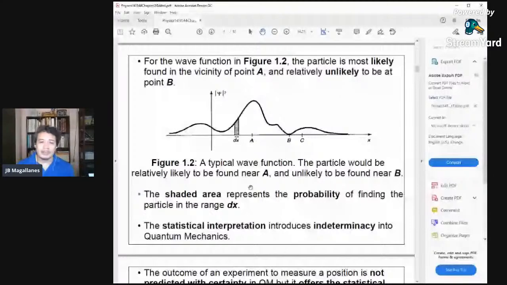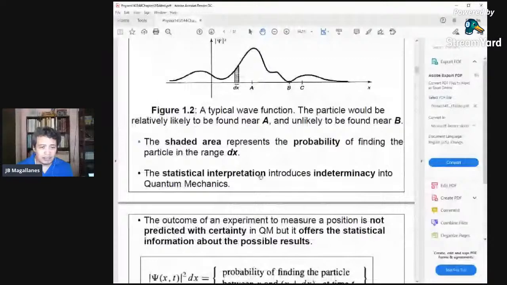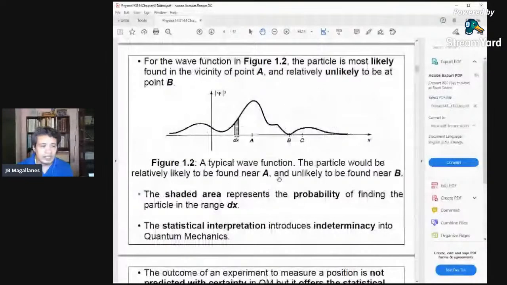So the statistical interpretation of Max Born introduces the indeterminacy into quantum mechanics. You wouldn't know exactly where the particle is, but you know that the particle is represented by a wave function. Then of course you can get some values if you do some operations in quantum mechanics.